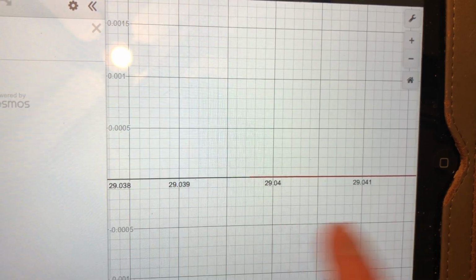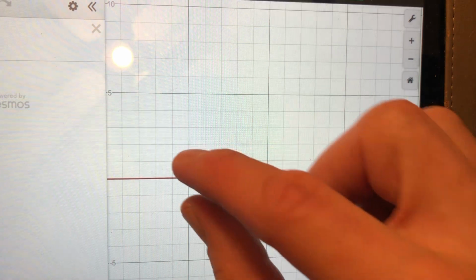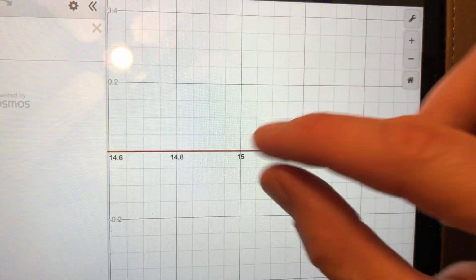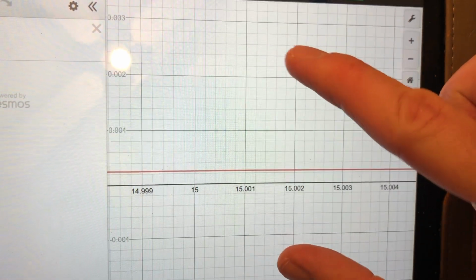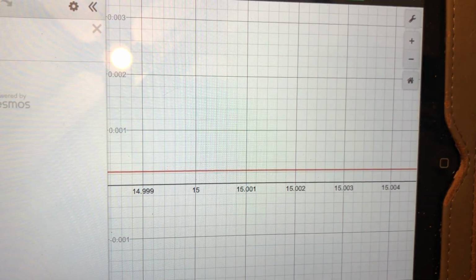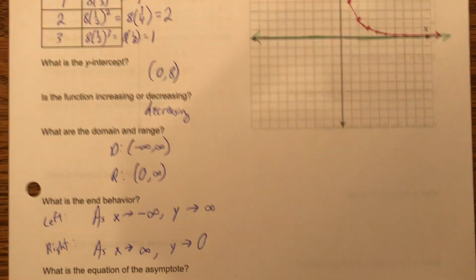And I think I've shown you this before. But if I was to go close to the x-axis somewhere, like this, if you zoom in enough, you'll see that it's actually not on the x-axis, but it's really, really close. See what I mean? It's not quite there, but it's super duper close. Okay, let's flip the paper over and keep on going.